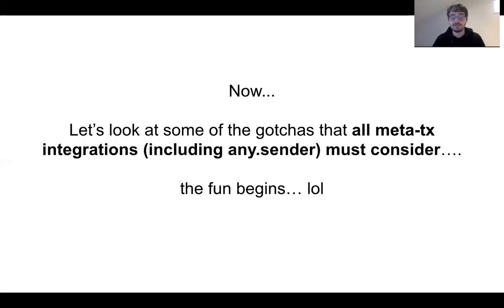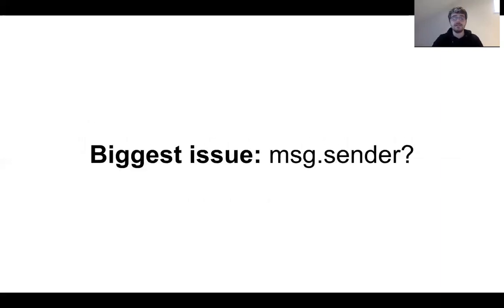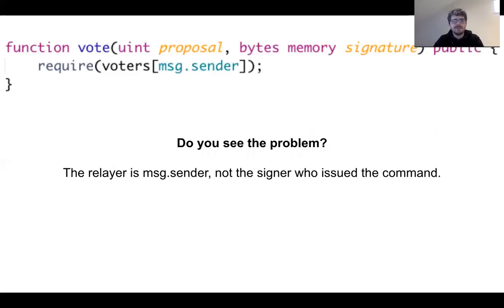So the fun begins. The biggest issue is msg.sender. What do I mean by that? Let's consider this really simple example, okay? There's a vote function, and it wants to verify that the voter has called this function before it runs through the election. Do you see the problem here? It's going to wait a second.